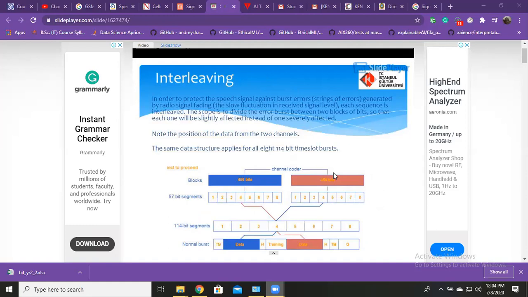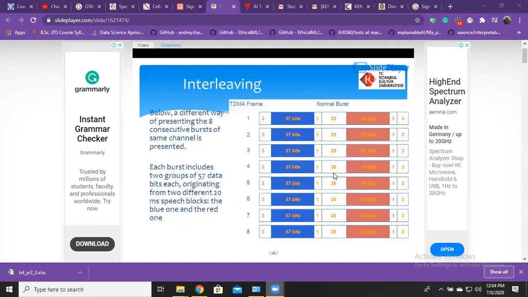The scope is to divide the error burst between two blocks of bits, so that each one will be slightly affected instead of one severely affected. Note the position of the data from the two channels. The same data structure applies for all 8 114-bit time slot bursts, interleaving. Below, a different way of presenting the 8 consecutive bursts of the same channel is presented.